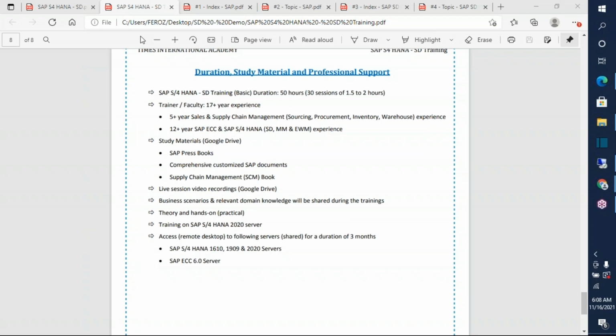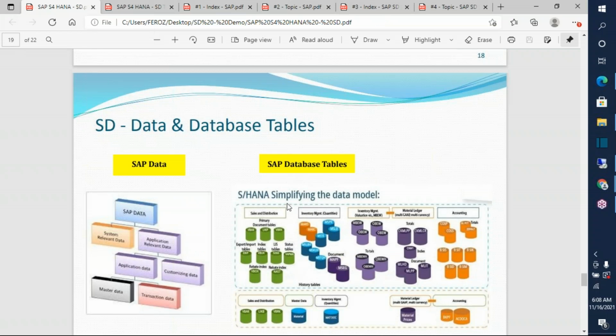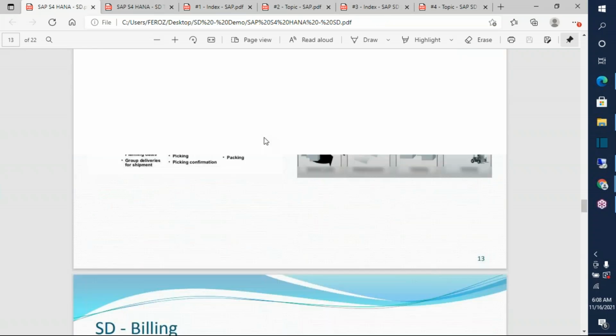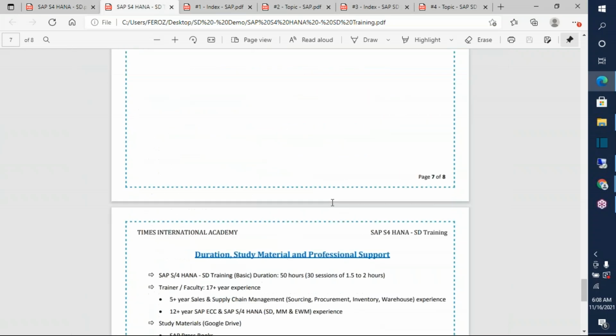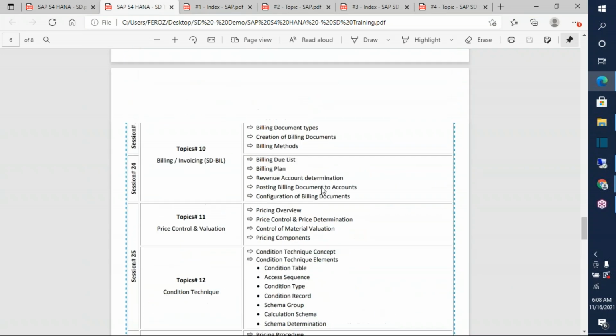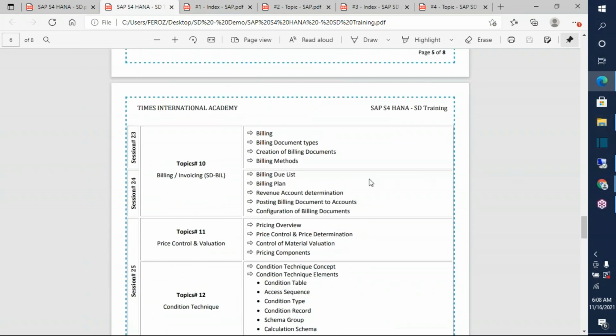In today's demo session, I wanted to discuss briefly the main aspects of SD and the syllabus, and of course the servers and the systems. So that's all for today. In case of any question, I can address it. Otherwise, we can conclude today's session.